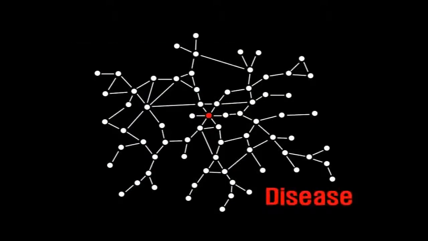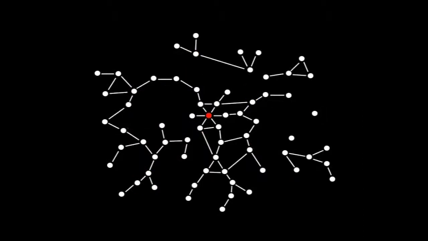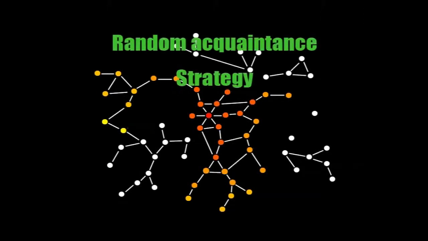In comparison with the uniform immunization strategy, for this method, first we have to choose a random person in a network, and then we protect one of his connected persons who is also randomly chosen. That person has high probability to turn out to be the super spreader in this network, and we call this strategy the random acquaintance strategy.